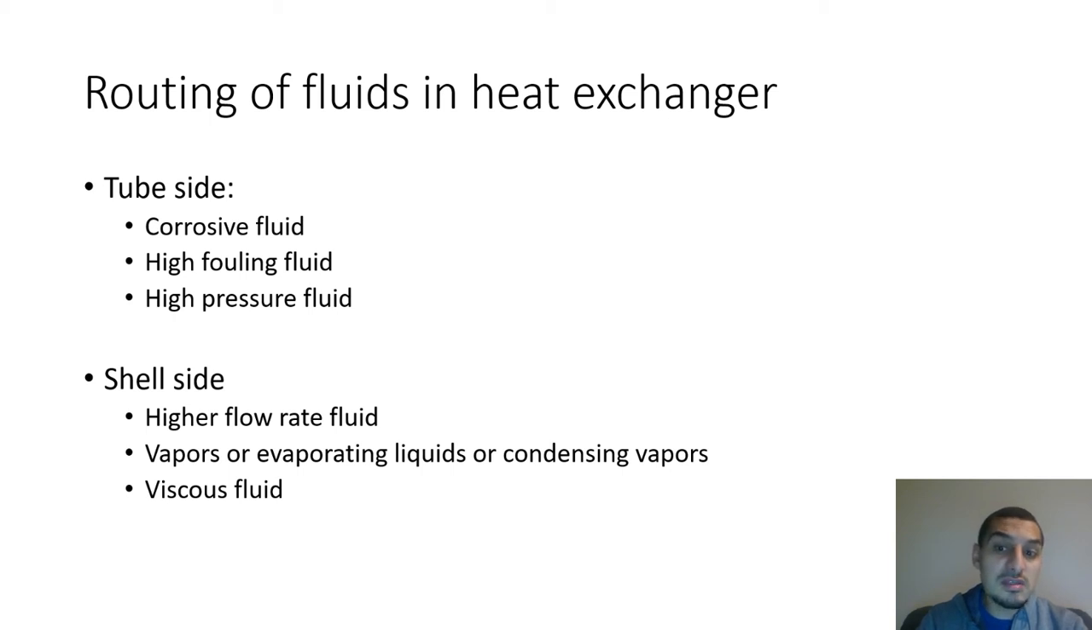There might be cases where conflicts will happen. So maybe you have a corrosive fluid that has a high flow rate. If you apply this rule, then it should go into the tube side. But if you apply this rule, it should go into the shell side. So this depends on the economic studies and other stuff. But these are the rules of thumb, if you can say that.